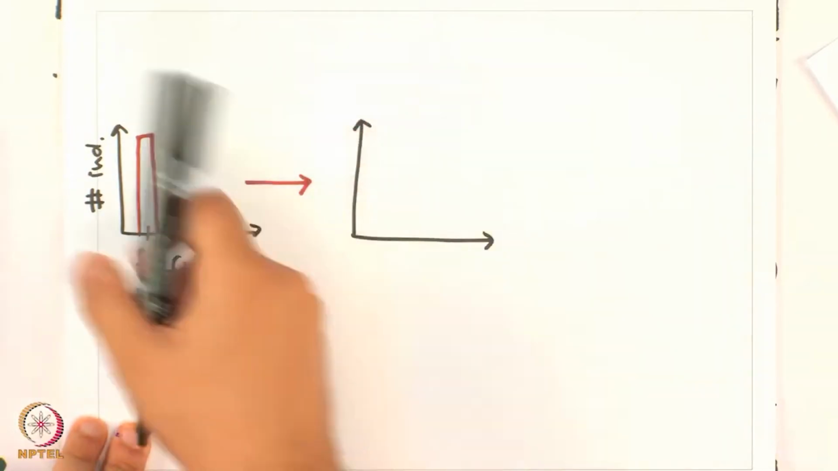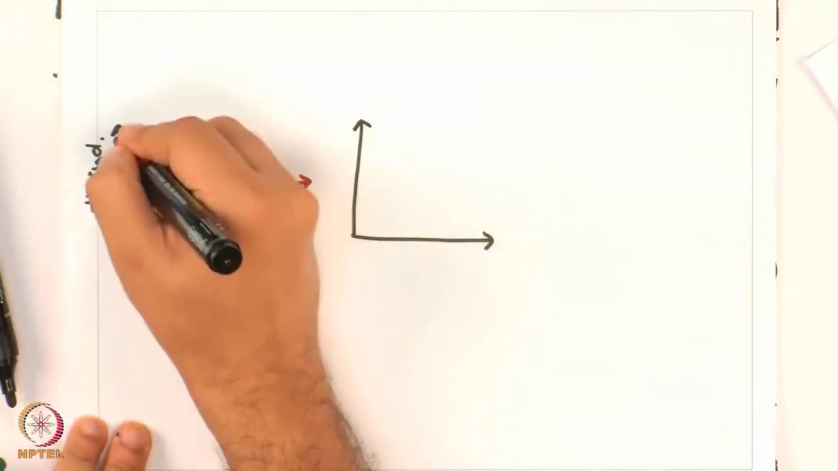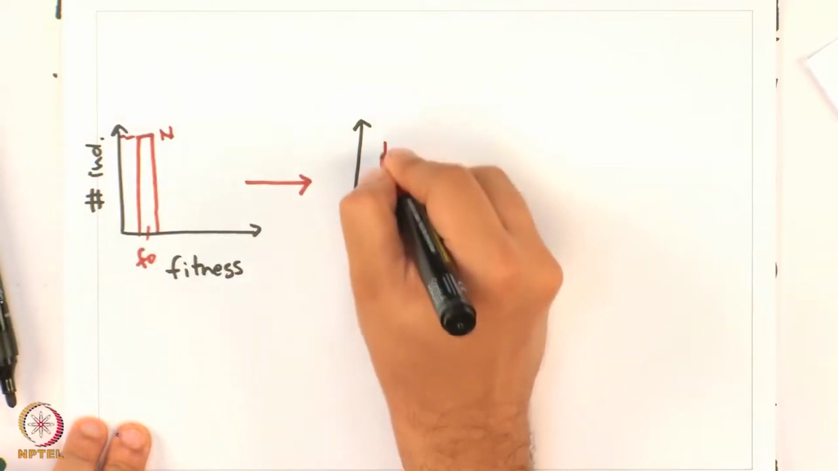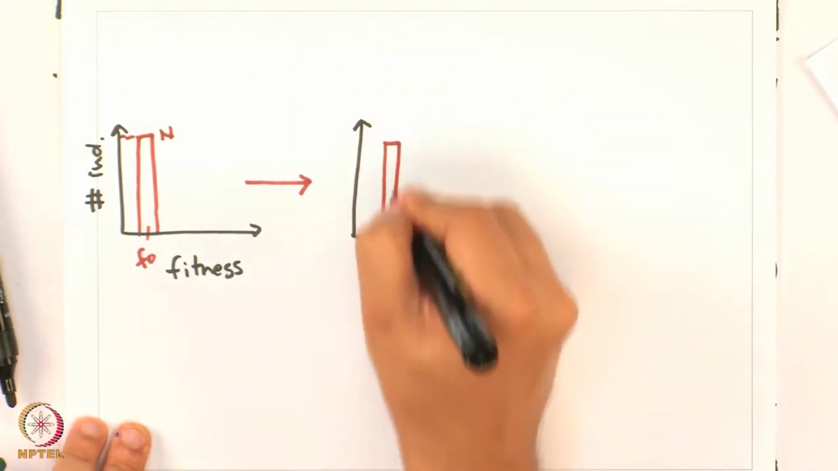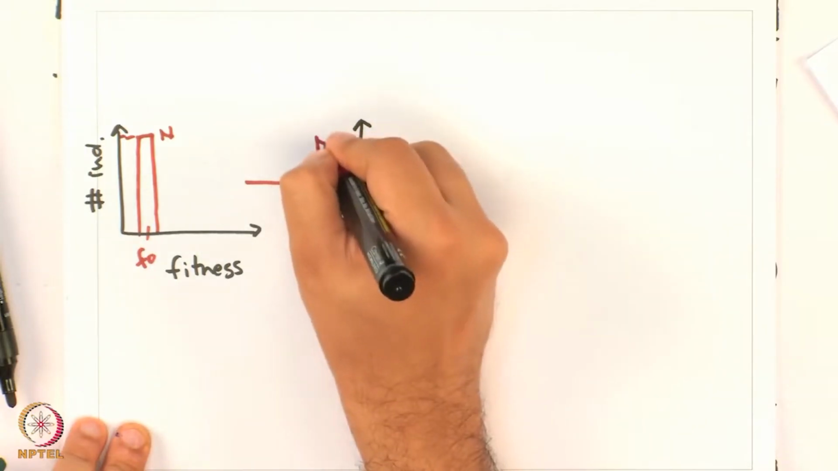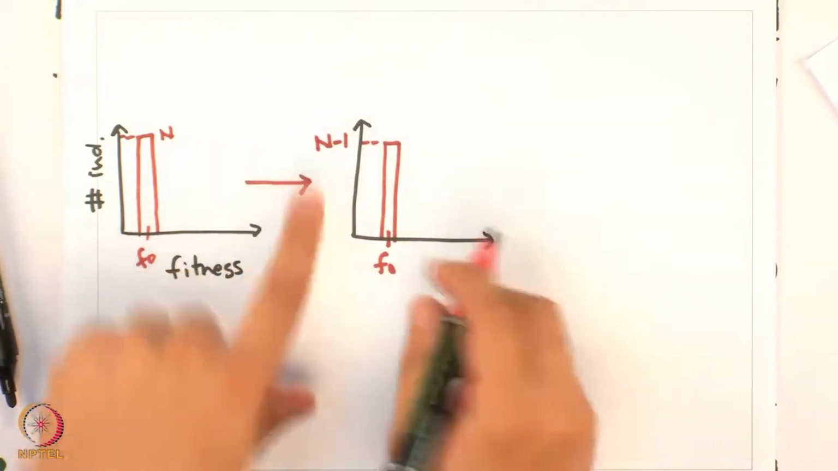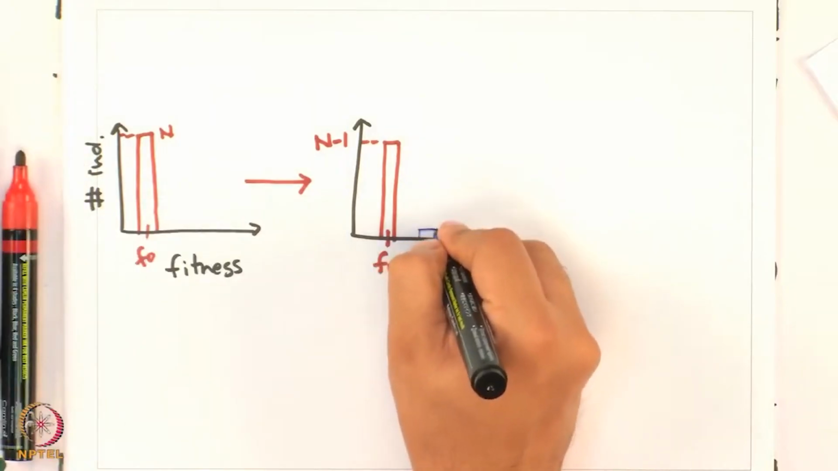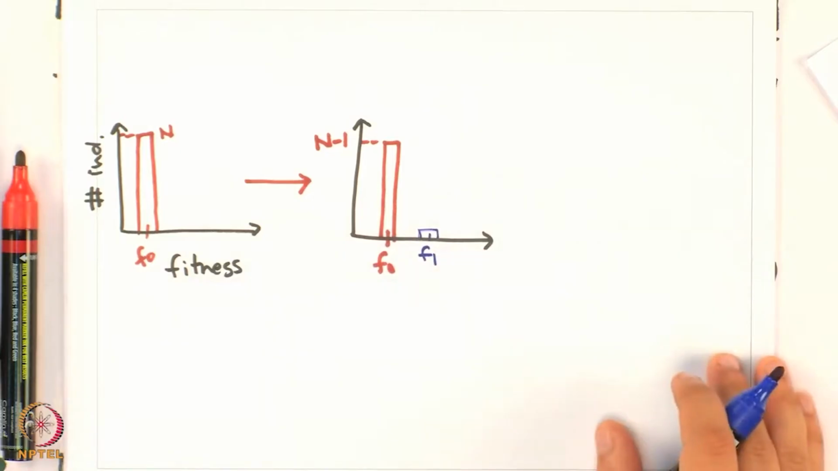I might have a case where, this is n, a first beneficial mutation happens. That means the number of individuals present at F0 come down to n minus 1. So, I have one mutant individual present in the population and that mutant is present at a fitness equal to F1, where F1 is more than F0.